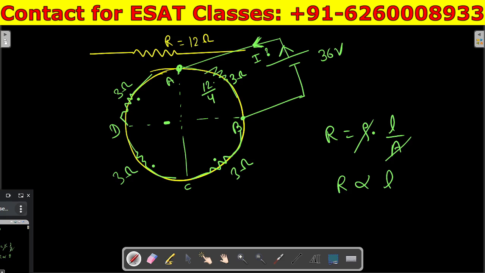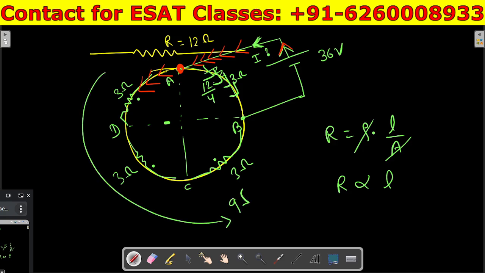Now, what will happen when your current starts flowing here? Suppose your current is flowing from this point. When your current comes to this point, it realizes that it has two options. One path is this one, and another path is this one. In this path it has total resistance of 3, 3, 3, so 9 ohm, and in this path it has a total resistance of 3 ohm, and both the resistors are in parallel.